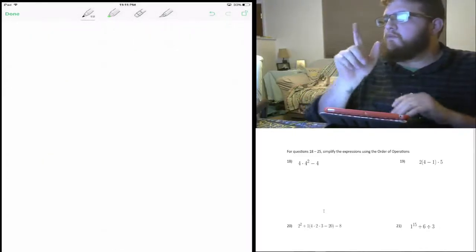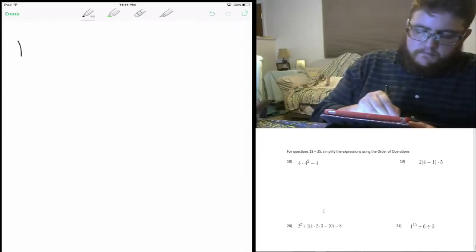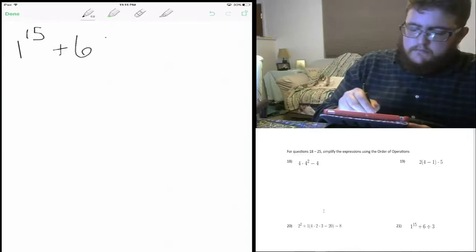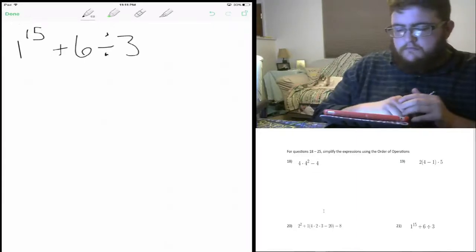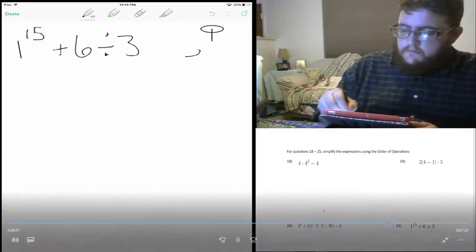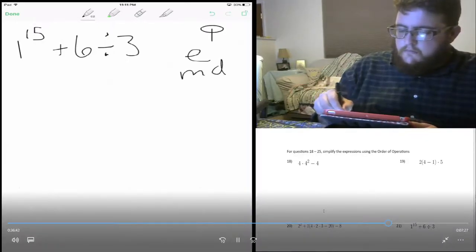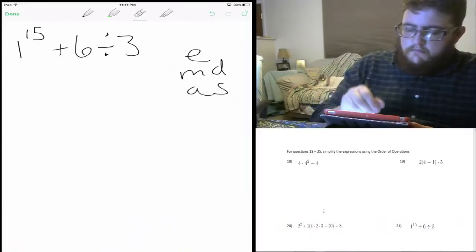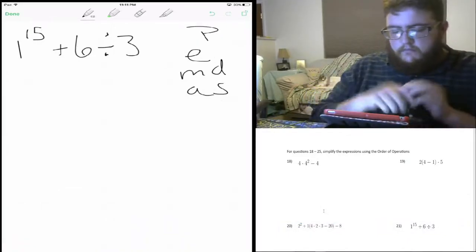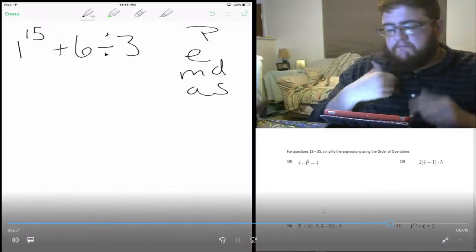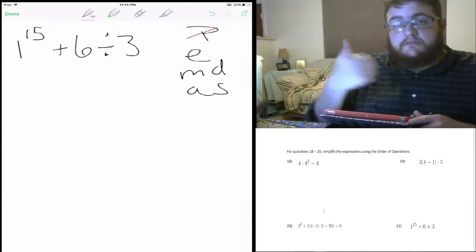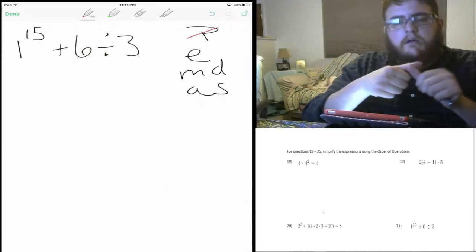Alright, let's move on. Number 22, or 21, excuse me. 1 to the 15th power plus 6 divided by 3. Once again, I'll write out PEMDAS. We don't have any parentheses, so we can go ahead and cross that out. Exponents we do have, we've got 1 to the 15th power.